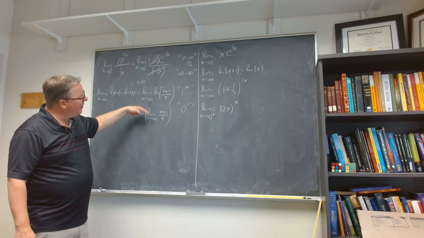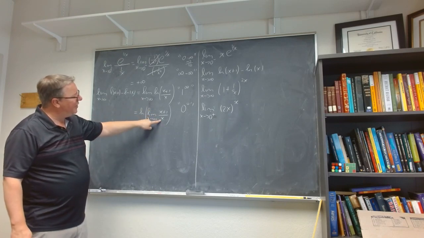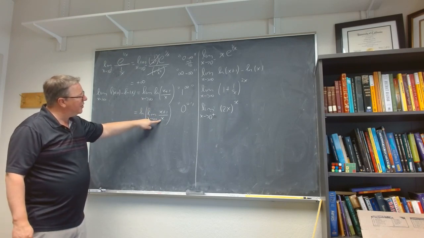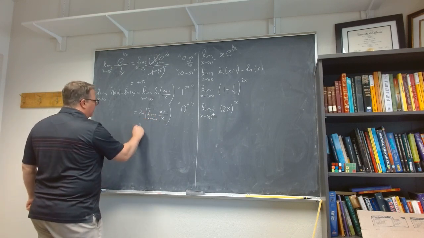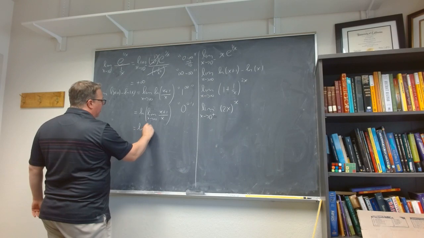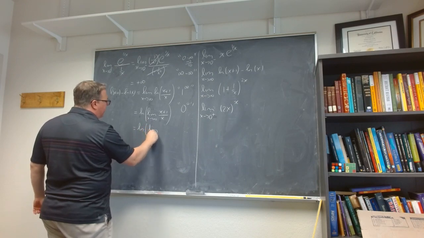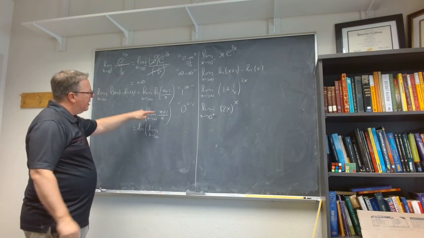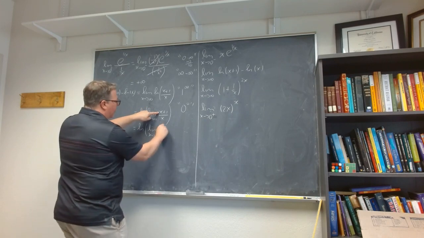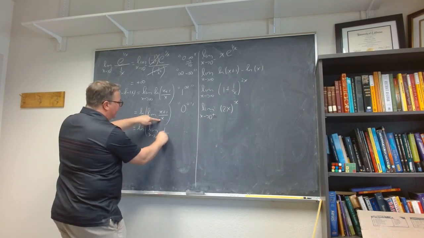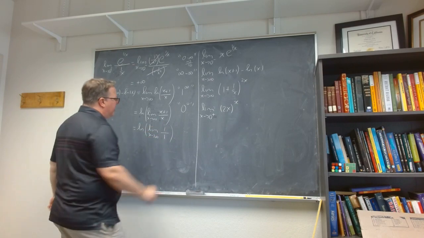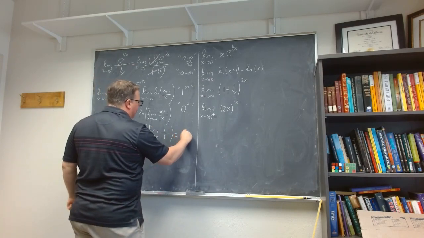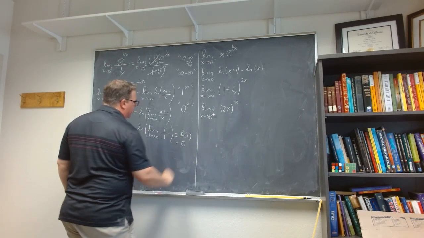Now, this right here is of the form infinity over infinity, so we can use L'Hopital's rule to get actually what it'll be. So this will be the natural log of the limit as x goes to infinity. The derivative of x plus 1 is 1, and the derivative of x is 1. And so we just get 1 over 1, which is the natural log of 1, which is 0.